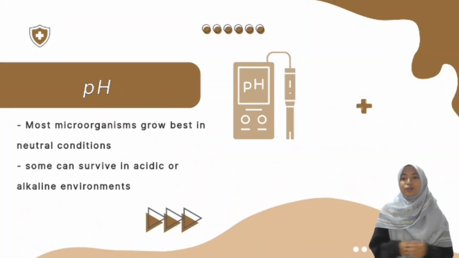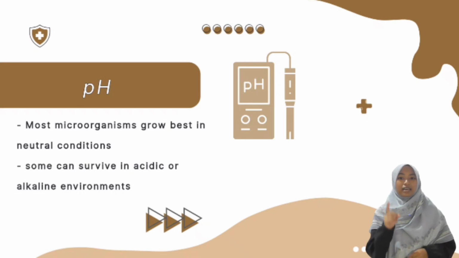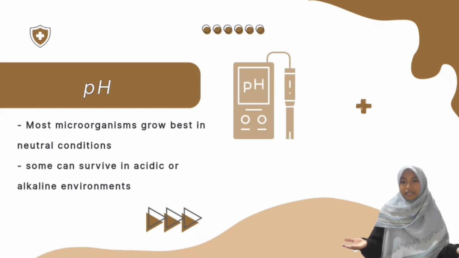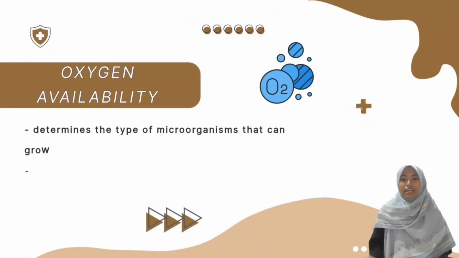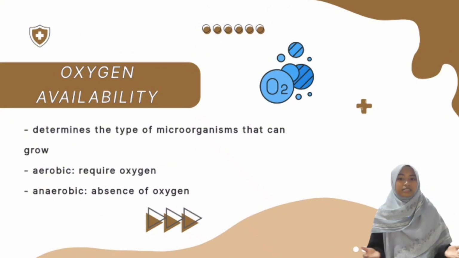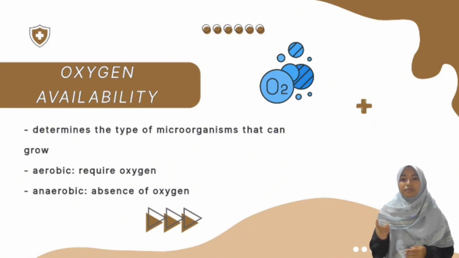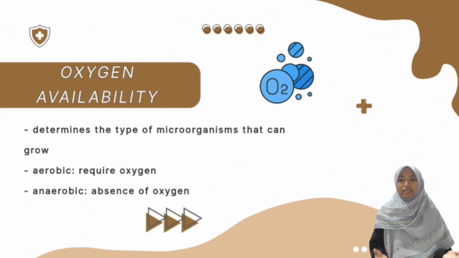Next, pH also plays an important role. Most microorganisms grow best in neutral condition, but some of them can survive in acidic or alkaline condition. Lastly, oxygen availability determines the type of microorganism that can grow. Some require oxygen, which is called aerobic, while others grow in the absence of oxygen, which is called anaerobic.